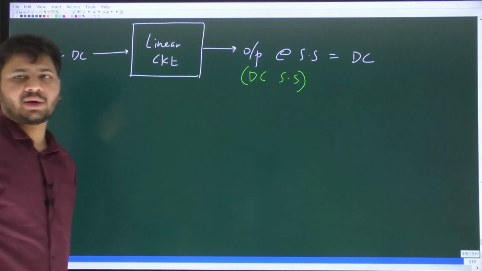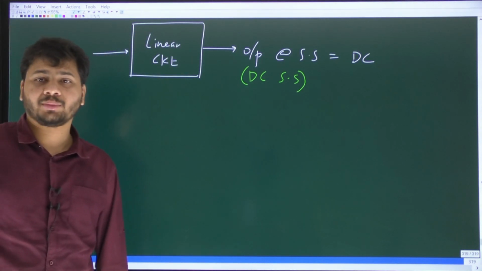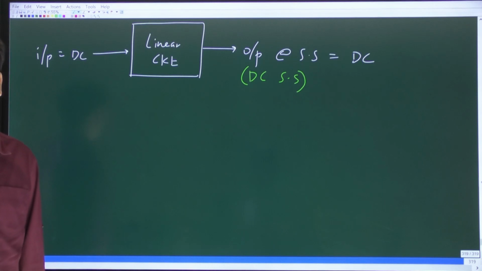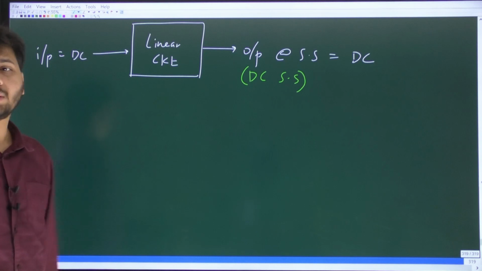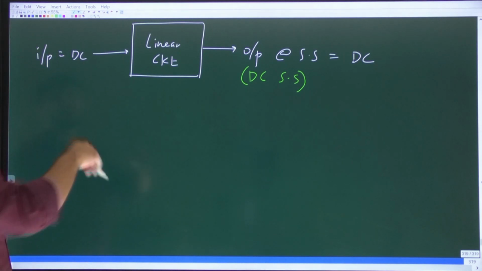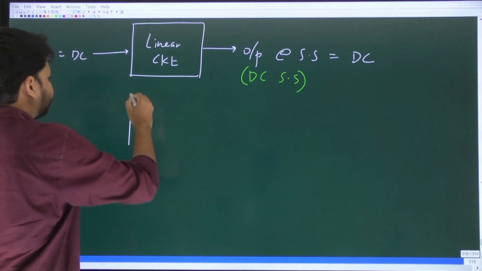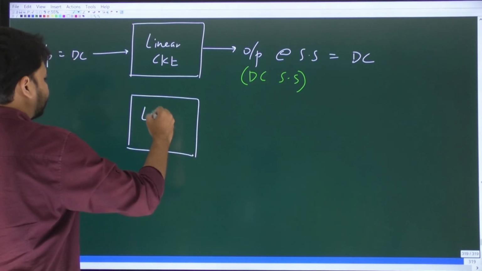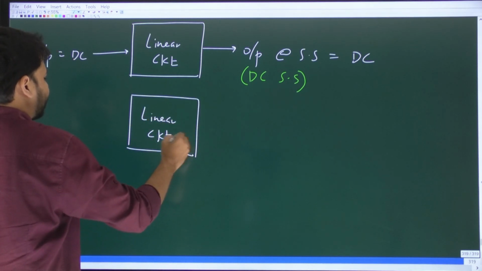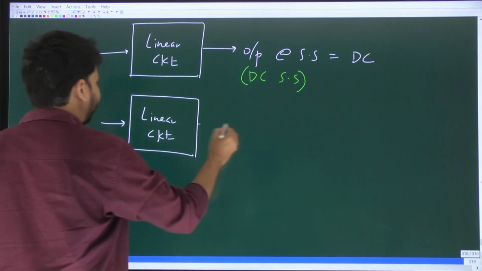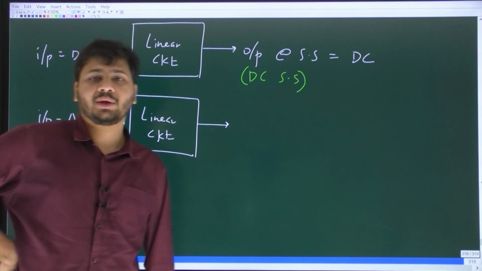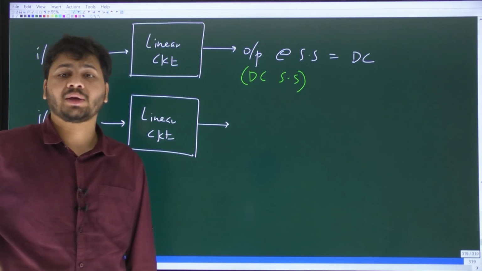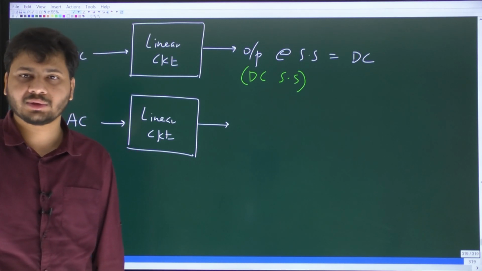And you know, at DC steady state, cap becomes open and the inductor becomes short. So when will any circuit reach DC steady state? If the input source is DC in nature. But if the same circuit, let's say the circuit is linear again, but this time the input is sinusoidal, meaning the input is AC. Now the circuit will reach what is called sinusoidal steady state or AC steady state.